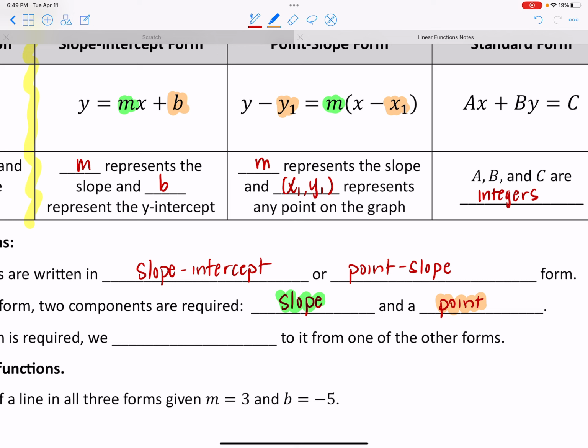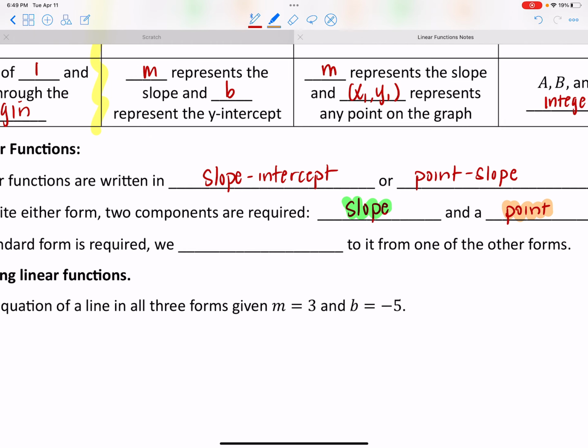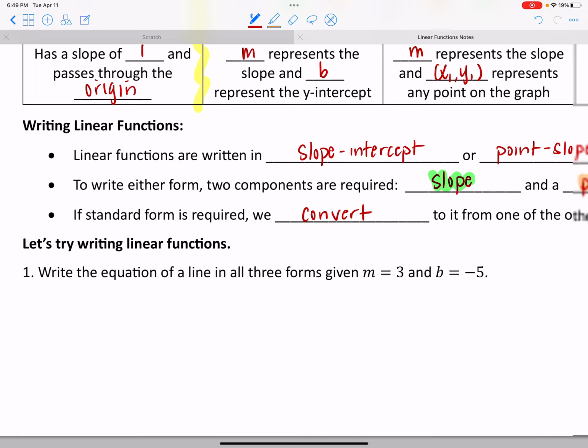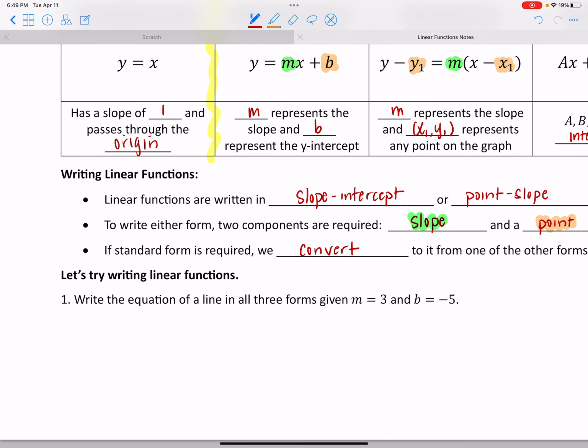And if standard form is required, again, we generally convert to it from one of the other forms. We don't generally write functions that are in standard form. So we could be given standard form or asked to give it. If we're asked to give it, we're going to write one of the other forms and convert. Okay, so we're going to try this out. I'm going to give you some different scenarios, different information, and we're going to practice writing all three of the forms, but you'll see which will be easiest for the different scenarios.